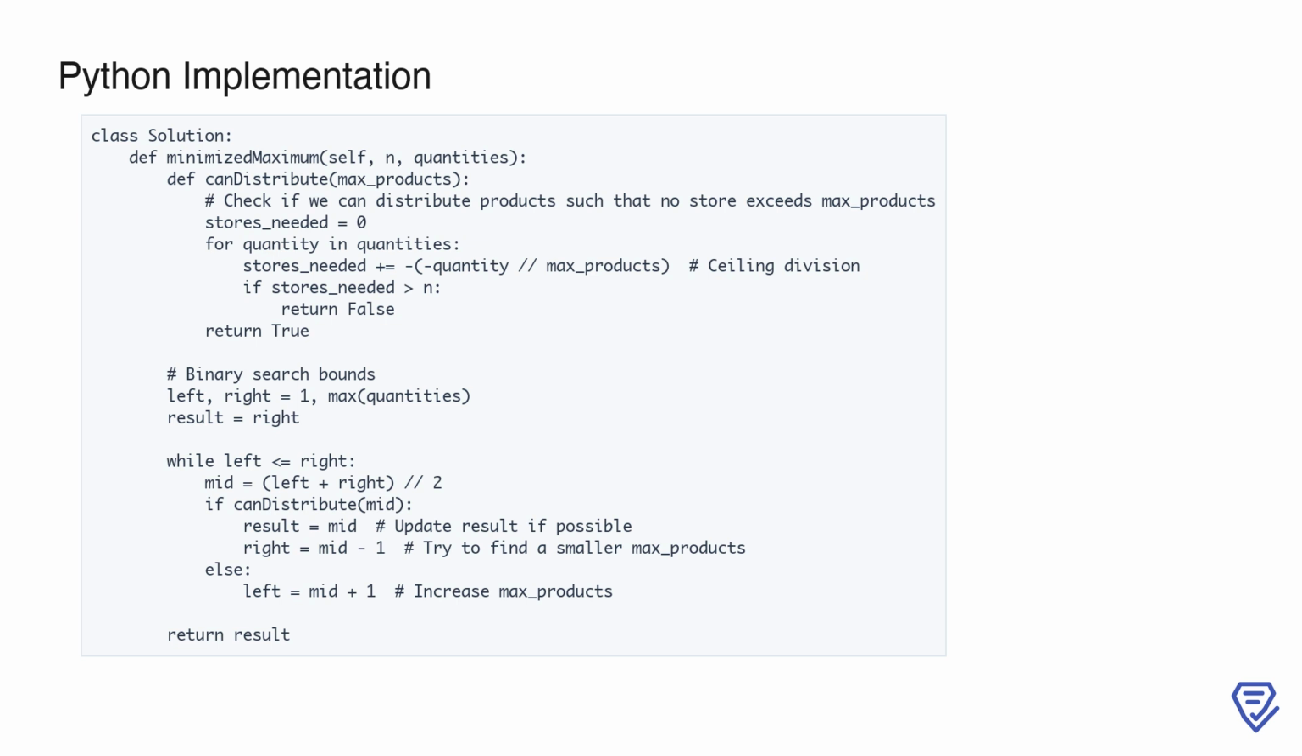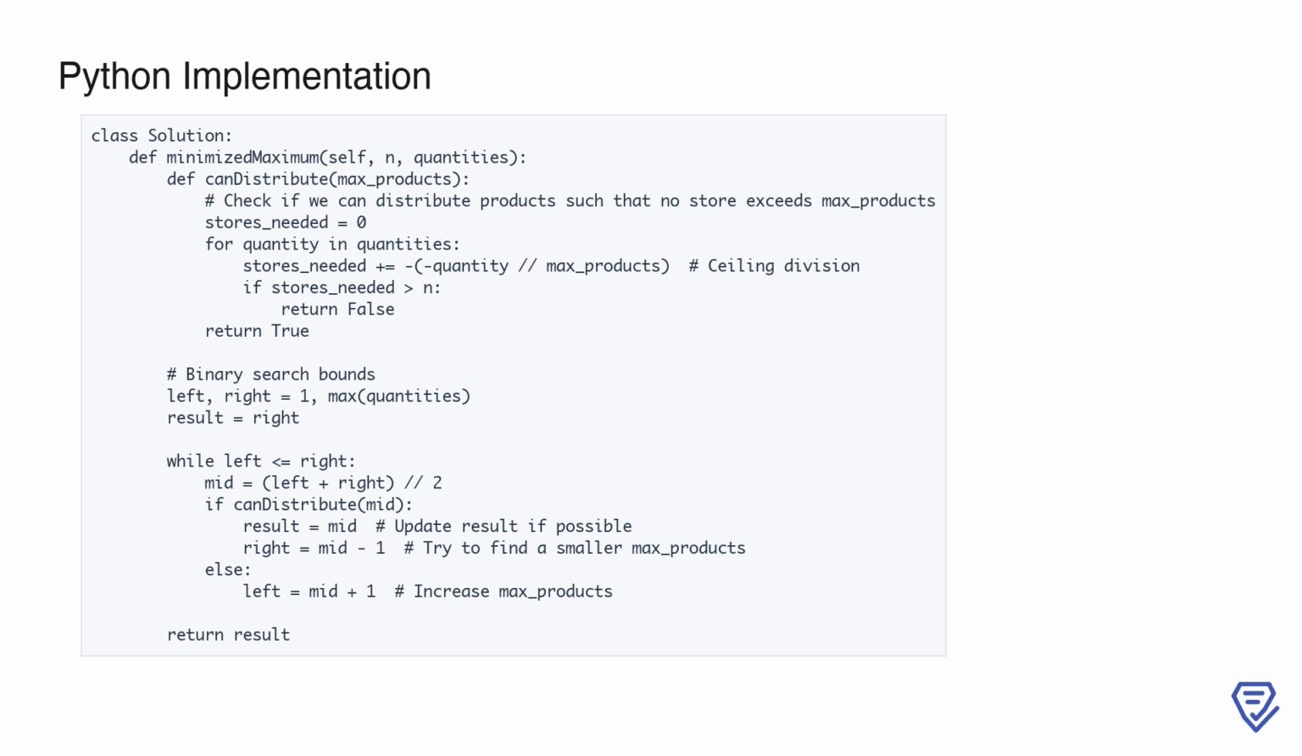1. Helper function canDistribute. This function checks if it's possible to distribute all products such that no store exceeds max_products. It iterates through the quantities list, calculating the number of stores needed for each product using ceiling division, quantity / max_products. If the total stores required exceed n, the distribution isn't feasible. 2. Binary search setup. The search range is initialized with left as 1, the minimum possible maximum products per store, and right as the maximum value in quantities, the worst case scenario where one store handles the largest product quantity.